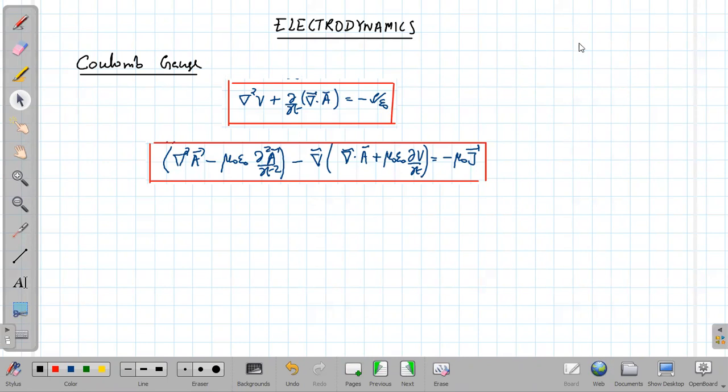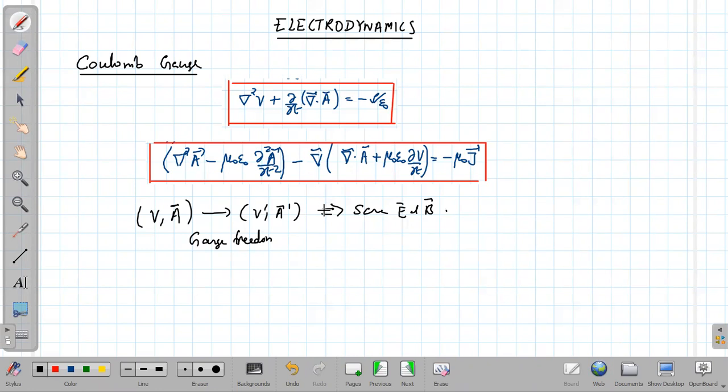We have already said that in the potential formulation, we always have a freedom to choose our potential. From one set of potentials V and A, we can always transform to some new potentials V prime and A prime, which give the same field. We can find the new potential by imposing some new condition according to our convenience. This kind of freedom is called gauge freedom, and the corresponding transformation is called the gauge transformation. Both sets of V and A will give the same field.